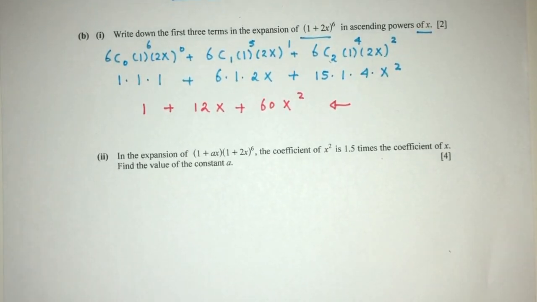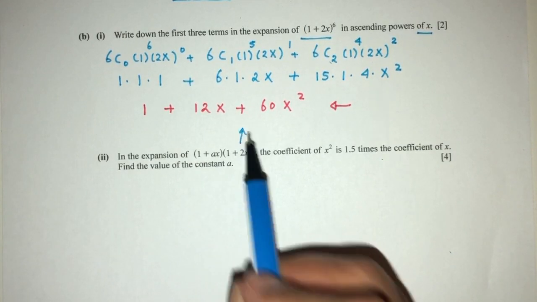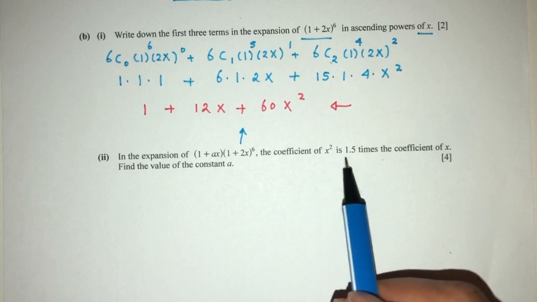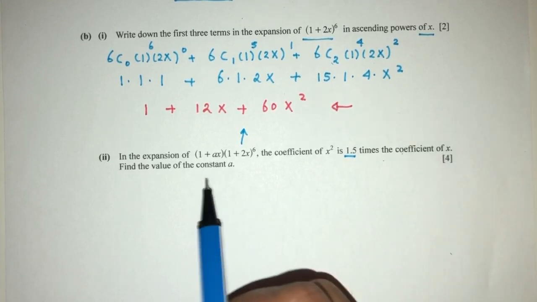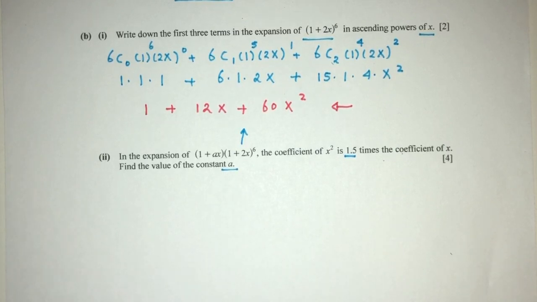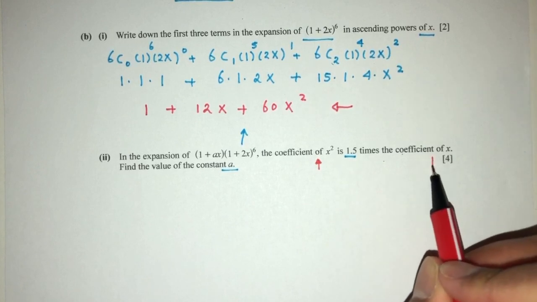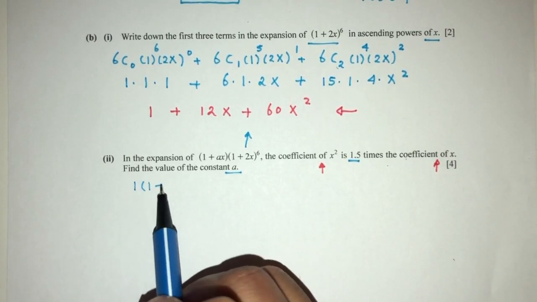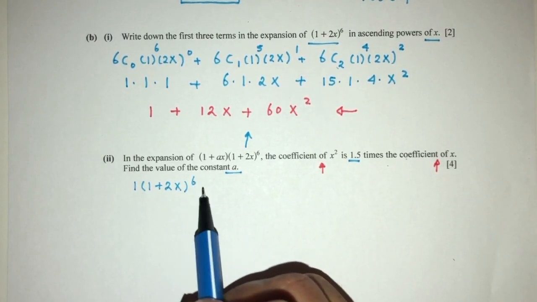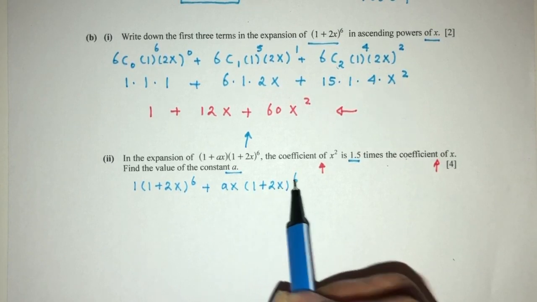Now for part 2, in this expansion, we have this multiplied by this one, right? The coefficient of x squared is 1.5 times the coefficient of x. Find the value of a. Now again, according to the question, we only care about the coefficient of x squared and the coefficient of x. First thing, let's pretend we are expanding this. You will have 1 times (1 plus 2x) to the power 6, and plus ax times (1 plus 2x) to the power 6.